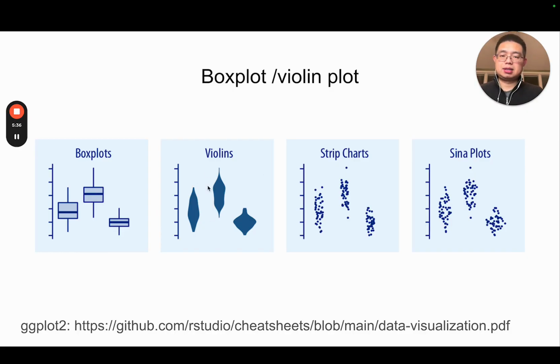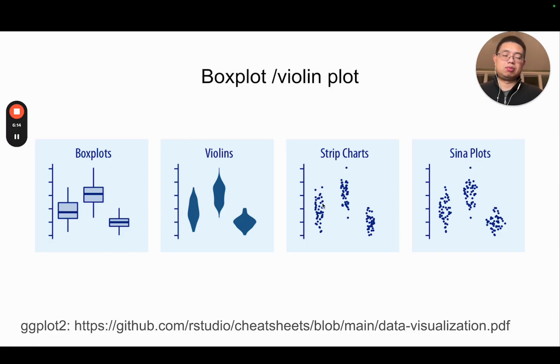Violin plots are also used to look at and compare the distributions of different categories, but they add another layer of information, which is the density of the data points. The width of the violin tells you how many more samples go into that region. For example, here it's wider, so you know there are a lot more samples here. And the strip chart, or dot plot, here is just the underlying data points for those plots.